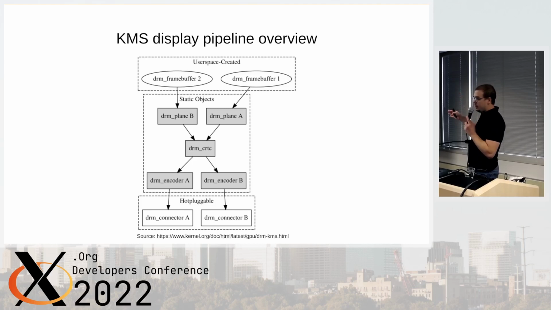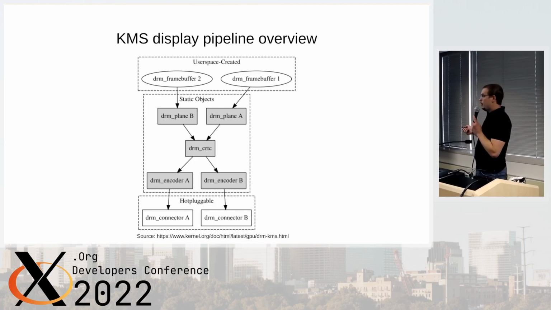So you have the DRM framebuffers, which are abstract memory objects that provide a source of pixels. These are created by user space. Then you have the planes, which are the actual image sources that are blended or overlaid by a CRTC. And then the CRTC pushes that to one or more encoders, which are the ones that take that pixel data and transform it into a format that can be displayed in a display sink, and then the connectors are the actual physical connectors to the screen.